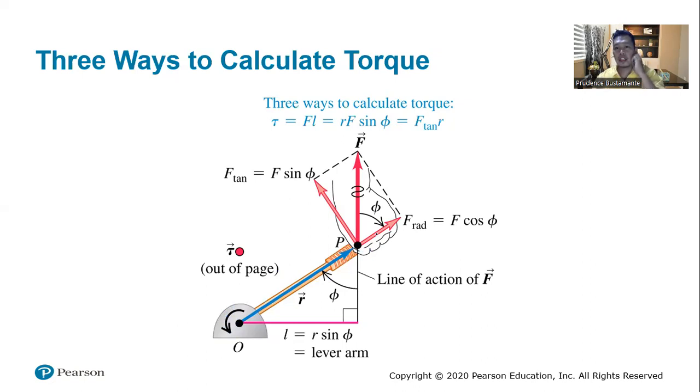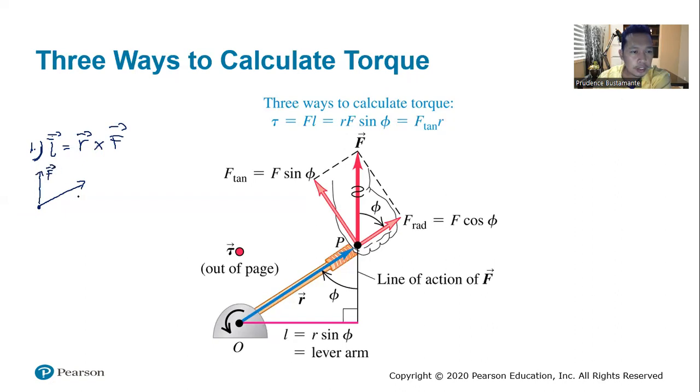So we have three ways to calculate the torque. Number one, you use the definition that the torque vector is equal to R cross F. By definition of the cross product, you put these vectors tail to tail. This is the direction of your vector R, and this is your vector F.